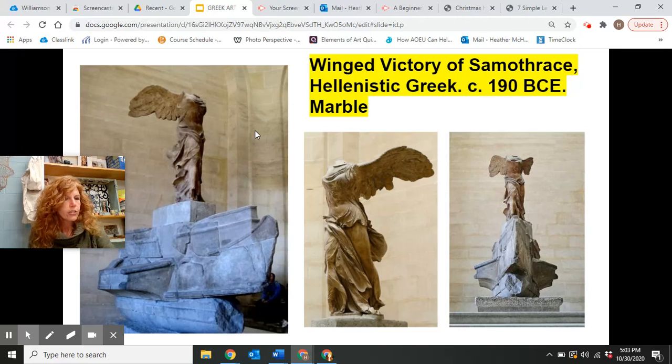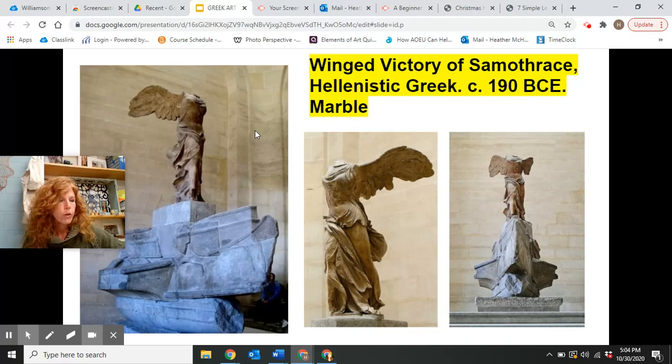Let's see, anything else? Oh, Samothrace was an Aegean island. Again, she was created to commemorate a naval victory, and it's supposed to be very, very theatrical. This boat was part of a fountain, so you would have the sound of running water as well. Believe it or not, Greeks invented hydraulics that they would use to channel and funnel water to create fountains, which I think is amazing.